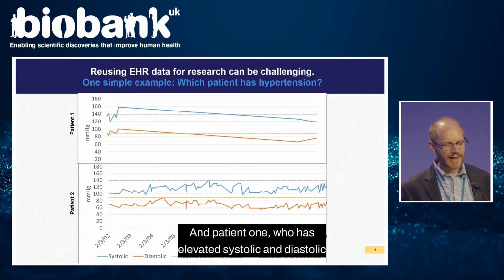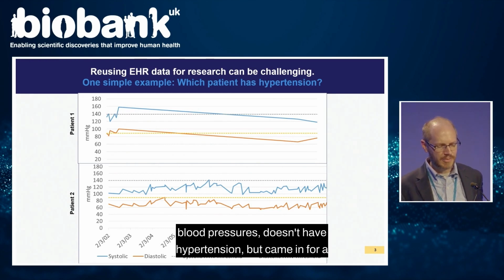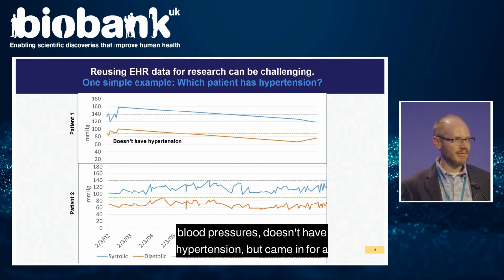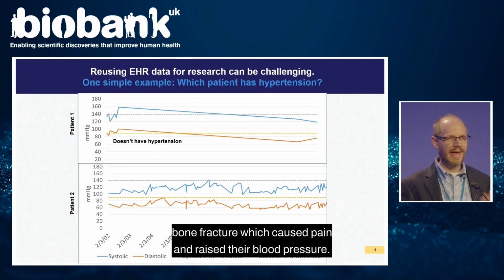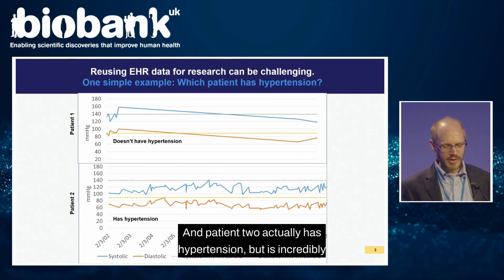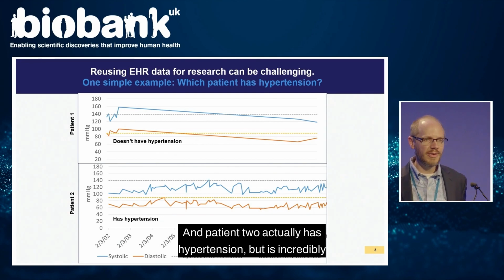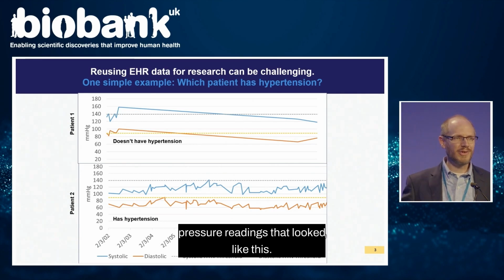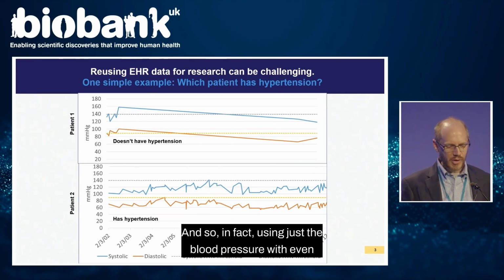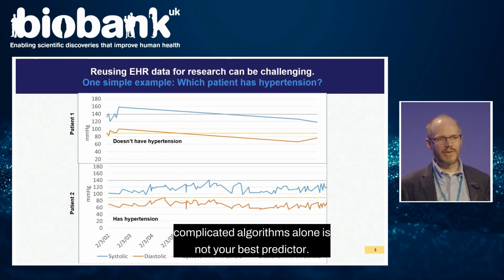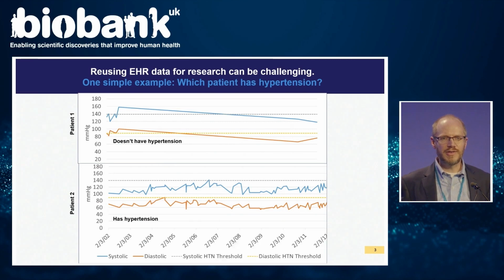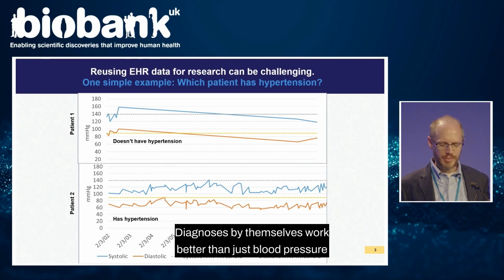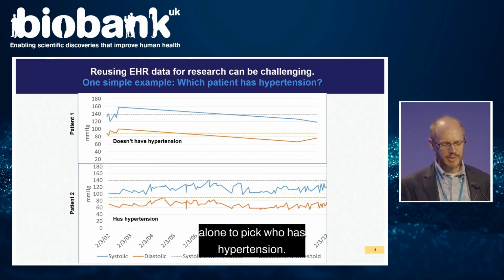And patient one, who has elevated systolic and diastolic blood pressures, doesn't have hypertension, but came in for a bone fracture, which caused pain and raised their blood pressure. And patient two actually has hypertension, but is incredibly well treated, as you can tell here. And I wish all the patients I had with hypertension had blood pressure readings that looked like this. And so, in fact, using just the blood pressure, even with complicated algorithms, alone is not your best predictor. It's much better to include things like medication, diagnoses. Diagnoses by themselves work better than just blood pressure alone to pick who has hypertension.